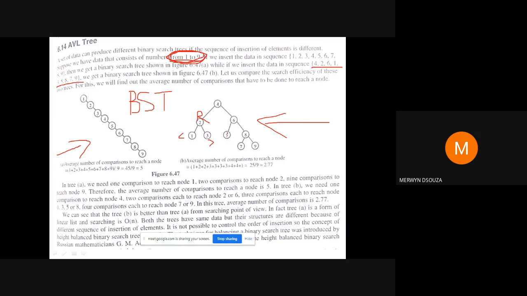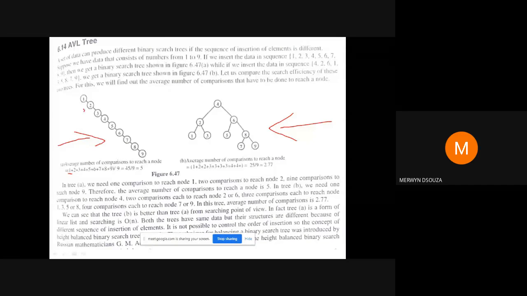Now there is an advantage to this tree compared to this tree. What is that advantage? If you look at the number of comparisons that you require to reach a particular node, this tree requires more comparisons to reach the nodes compared to this tree. For example, to reach node 1, you require only one comparison. To reach node 2, first you will compare with 1, then you will compare with 2.